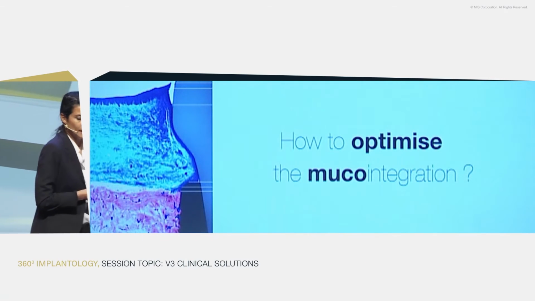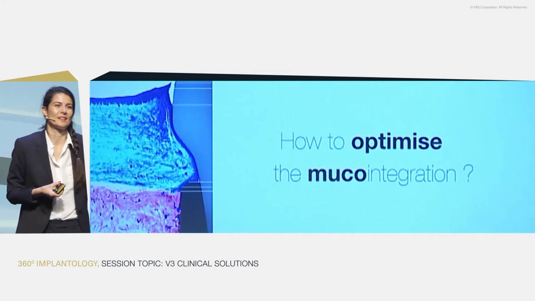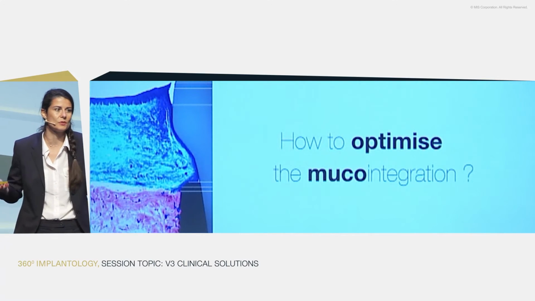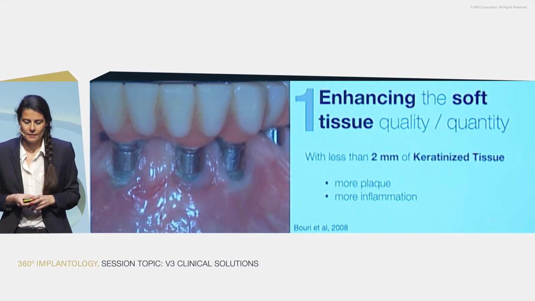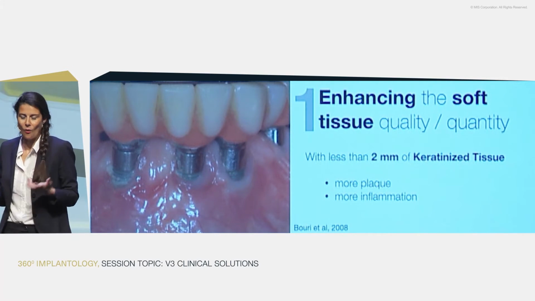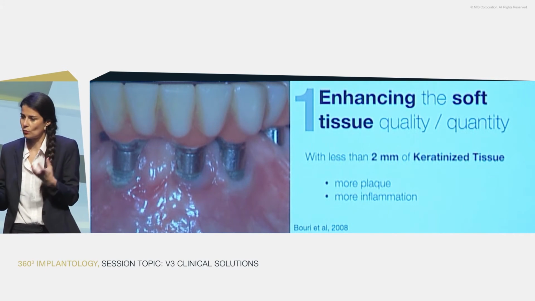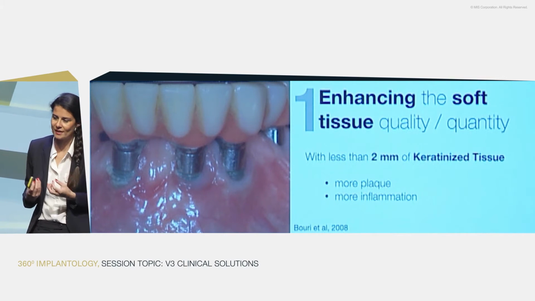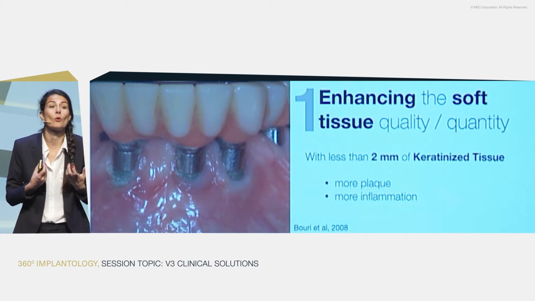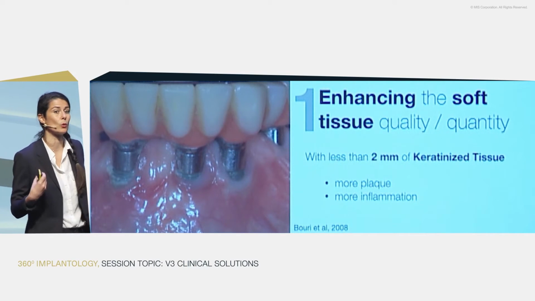So now how then to optimize? What to do if cement restoration is not good, if screw-retained restoration is not good, how to optimize what to do with this mucointegration. And as a first recommendation, and we can of course have the discussion on the importance of enhancing the quality and the quantity of soft tissues around implants. It's true that the evidence that we have less bone loss is not strong, but there is evidence that there is more plaque and more inflammation with a dimension of keratinized tissue that is below 2 millimeters.